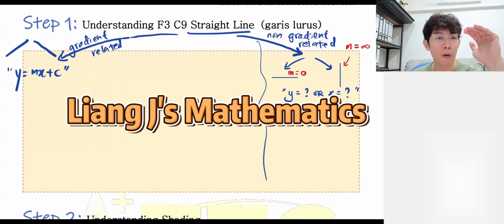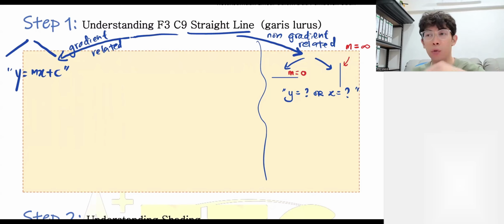And again, in order to master it, you need to know how to draw a graph. To draw a graph, you need to know how to plot coordinates. You have to know how to find coordinates. Those are the things that you're going to learn.